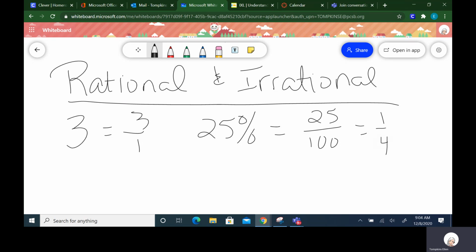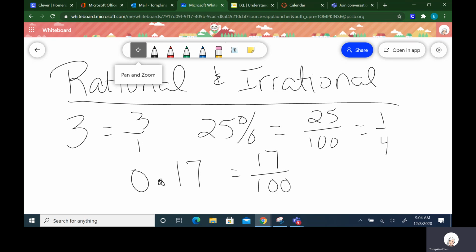1/4 would be a fraction, and then a decimal. Let's say we had this one, 0.17. So 17 hundredths. That would be 17 over 100. Those are all rational numbers. All right.